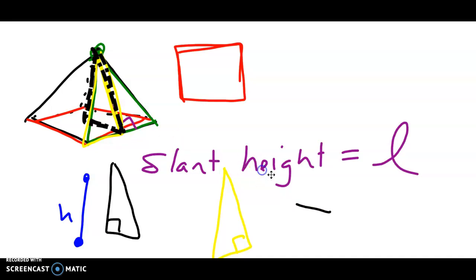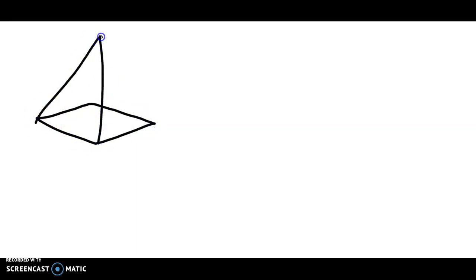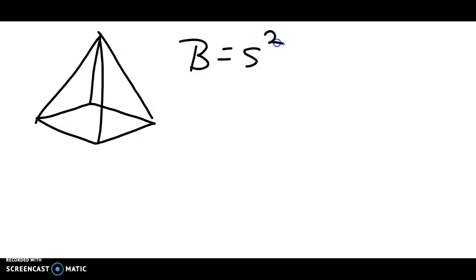All right, so let's pull all this stuff away. It'll probably just be easier if I go to a different page. All right, so then we have this pyramid. We've got the square base. So the capital B is still going to be equal to whatever the figure is, so that's S squared. And then the face, the lateral area, is going to be the four triangles.